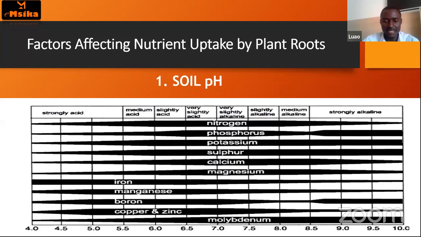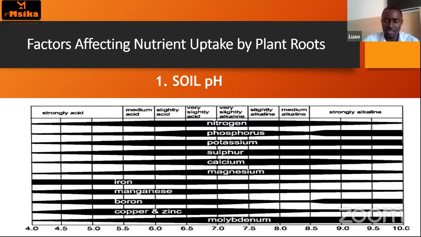So what usually happens here is that you have to try by all means to do your soil analysis, especially on the pH. Because from the pH, you're able to know where you can access certain nutrients. If you do your analysis, it gives you the scale, which will go from 4.5, 5.0 up to 10.